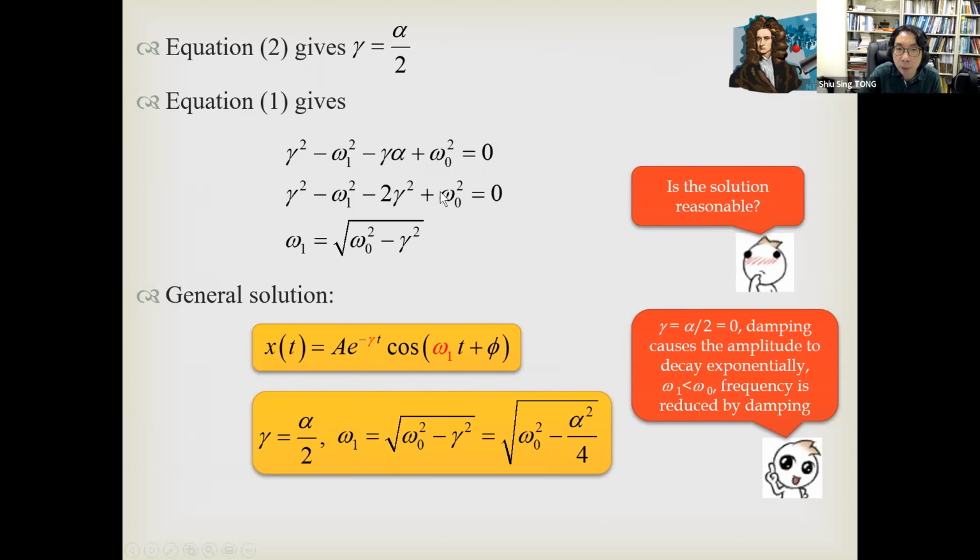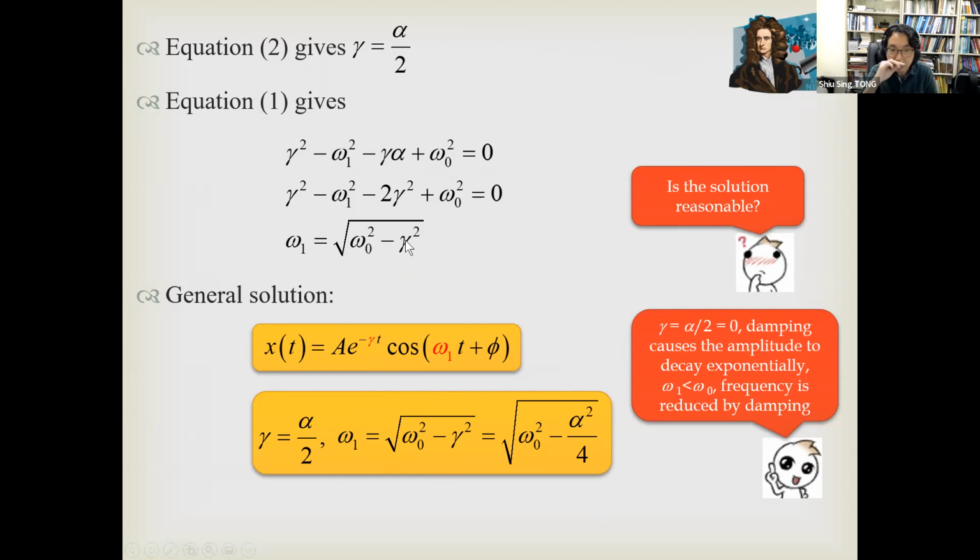And I just put this minus omega 1 square on the right hand side. So the minus sign is gone. And what is left after taking the square root is omega 1 equal to the square root of omega naught square minus gamma square. Again, I have found omega 1 in terms of omega naught and also alpha. Now gamma is just alpha over 2, so this is just the square root of omega naught square minus alpha square over 4.